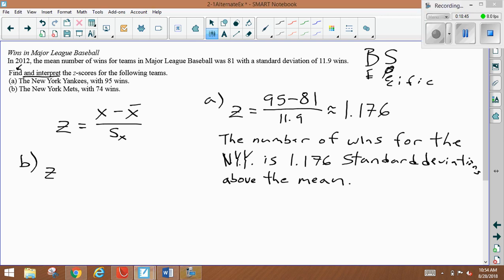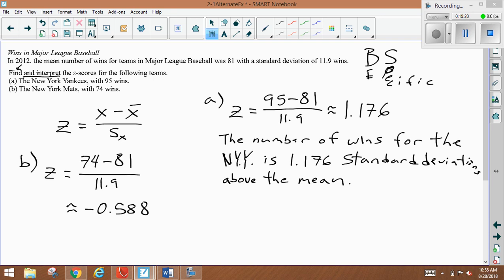All right, so now let's do B. The New York Mets had 74 wins. So 74 minus our mean, 81, divided by our standard deviation, 11.9, which is going to be approximately, I'm going to guess that's not going to be a whole number, 74 minus 81 divided by 11.9 turns out to be negative, and here we go. We get to interpret what it means when our z-score is negative.